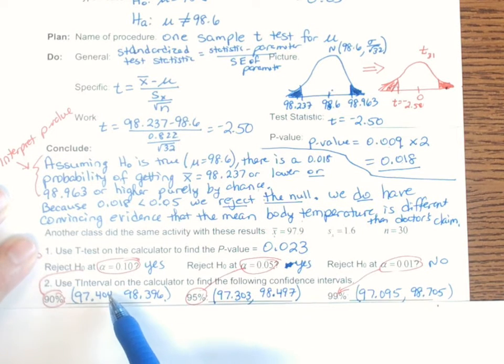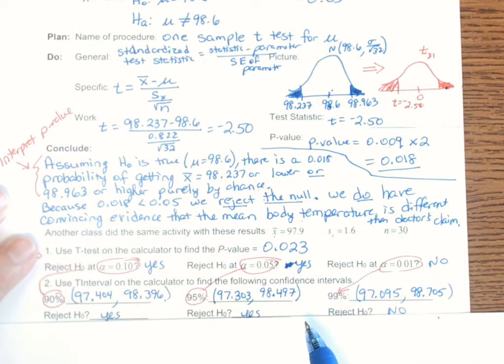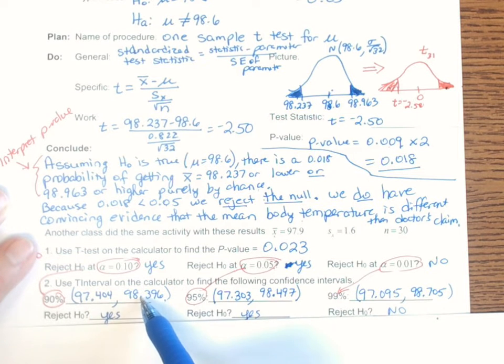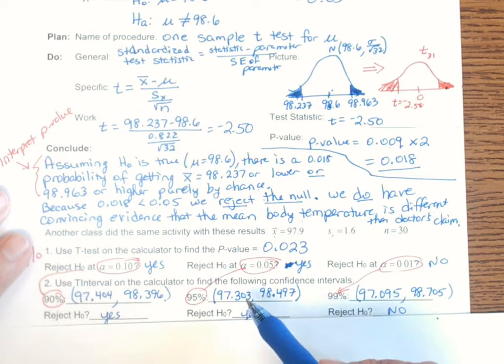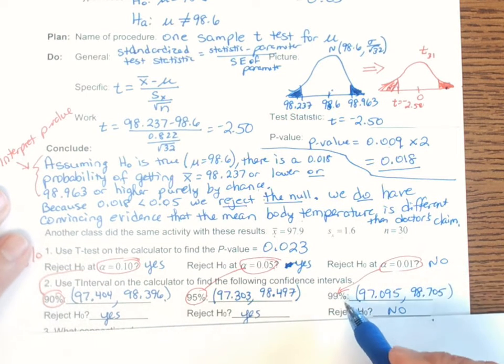Now we're just going to see, would we still reject the null with these confidence intervals? The null value is 98.6. It is not in this confidence interval. It's not between these two values. So we would still have to reject it. Because remember, the confidence interval is all the plausible values. If I were to do a confidence interval at 95%, the confidence interval is a little bit wider now, but my null value of 98.6 still is not between these two values. So again, I would have to reject the null. And finally, if I look at a 99% confidence level, it's gotten even wider.